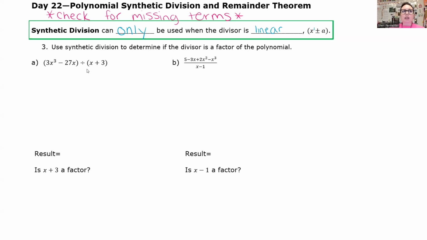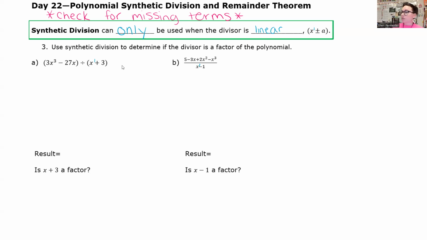So if you'll notice, the first two examples that we see, we have x plus 3 and x minus 1. The highest exponent in either one of those is to the first power. So whenever the highest exponent is to the first power, you can use synthetic division. Otherwise, you cannot. I'm about to teach it to you.